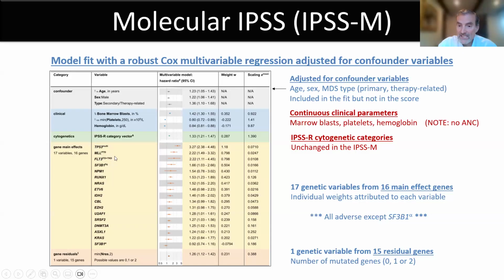And we looked at 17 different variables from 16 different genes. And we split apart that SF3B1 group based on whether it was SF3B1 by itself or SF3B1 plus other abnormalities. And then we looked at another 15 genes and just counted them and said how many of these are mutated. And that added a small amount of risk if it was a large number.